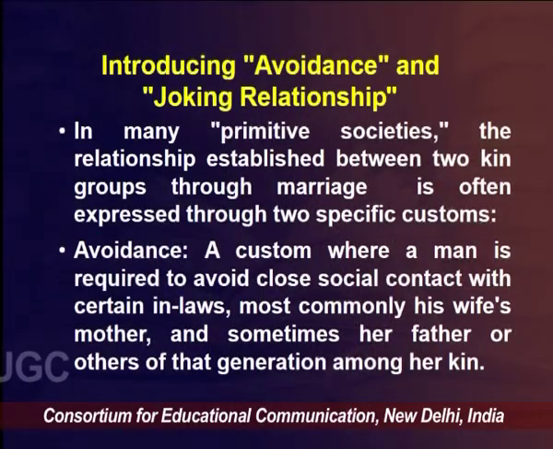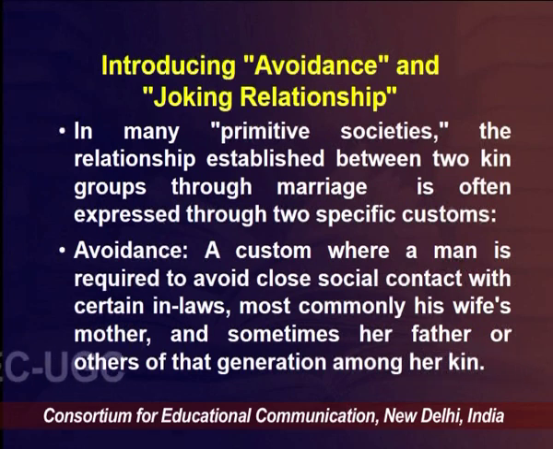So, after looking into why the reference to animals in pairs is used for understanding the social structure, he moves to the understanding of the kinship system by introducing two types of relationship, the avoidance and joking relationship. In many primitive societies, the relationship established between two kin groups through marriage is often expressed through two specific customs. The first is the relation of avoidance.